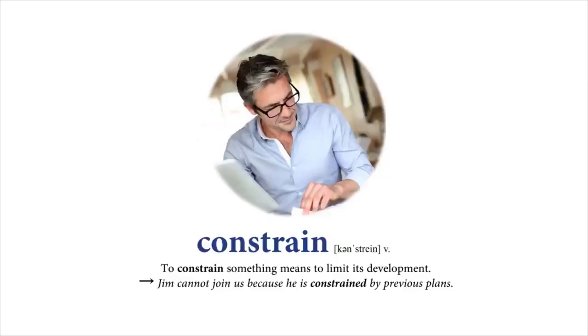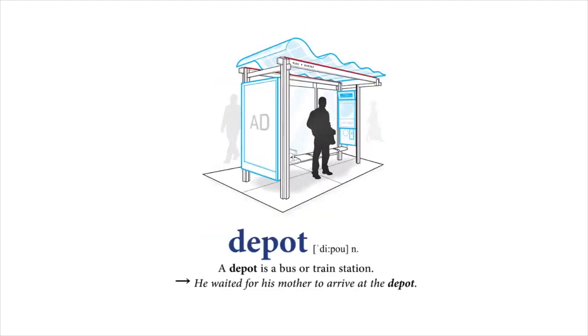Unit 26. Word list. Constrain. To constrain something means to limit its development. Jim cannot join us because he is constrained by previous plans. Depot. A depot is a bus or train station. He waited for his mother to arrive at the depot.